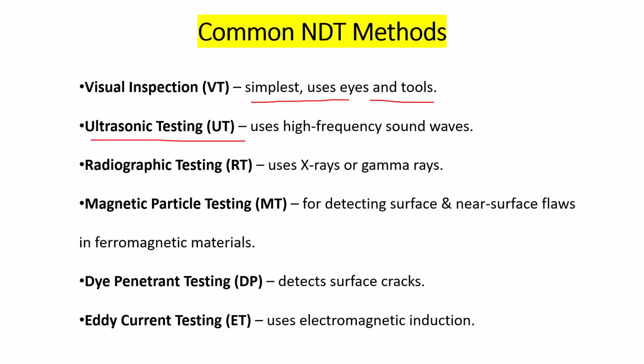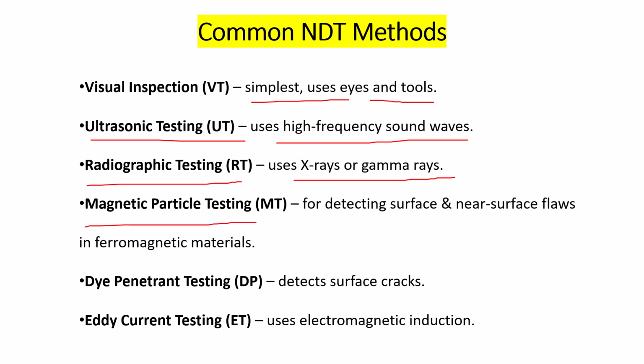Ultrasonic testing uses high frequency sound waves. Radiographic testing uses X-rays or gamma rays. Magnetic particle testing is for detecting surface and near surface flaws in ferromagnetic materials. Dye penetrant testing detects surface cracks, and eddy current testing uses electromagnetic induction.